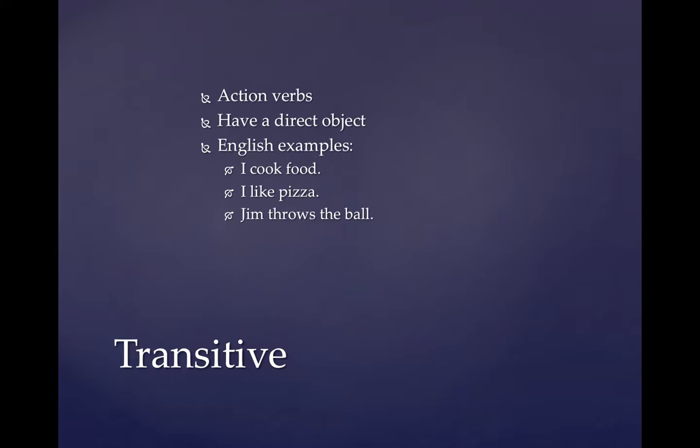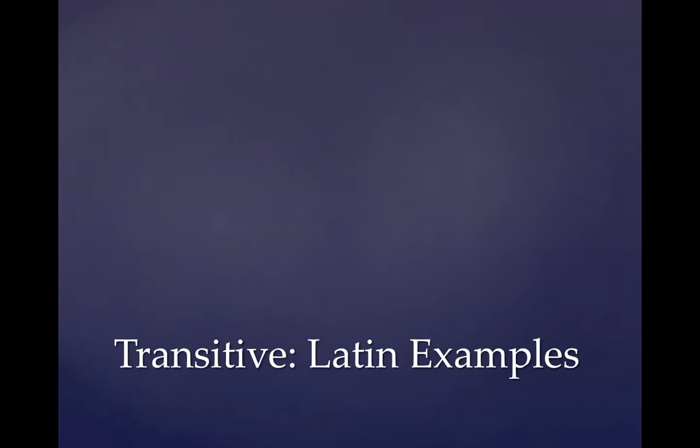Okay, so each of these are action verbs that each have a direct object, or something receiving the action of the verb. In the first case, it's the food receiving the action. In the second, it's the pizza. In this third, it's the ball. And I have a fourth example: mom helps her son. Helps is the action verb, son is the direct object.